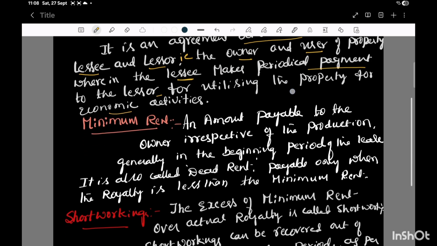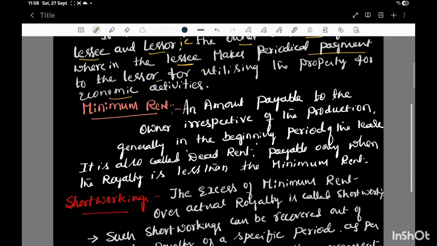In royalty accounts, for the accounting process, we need to learn some important terms. The one is minimum rent, another one is short workings. Now let us know the meaning of minimum rent. It is an amount which is payable to the owner irrespective of the production.